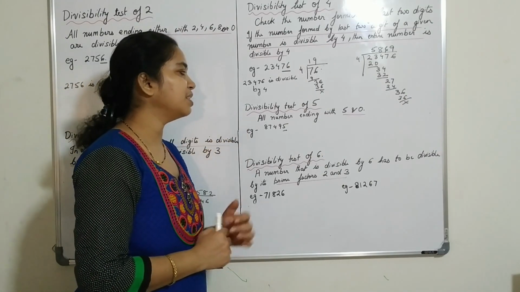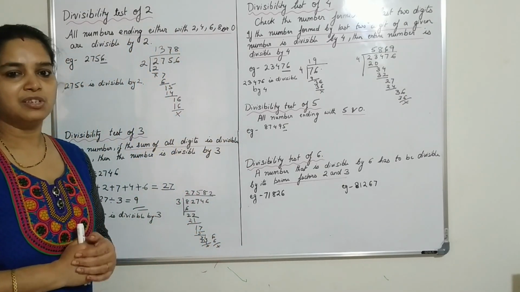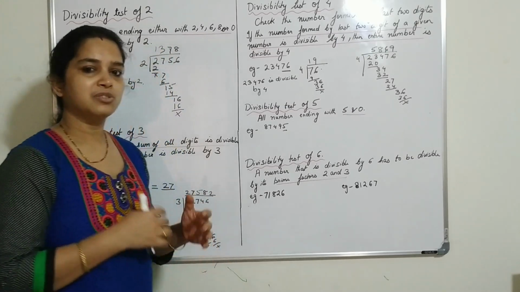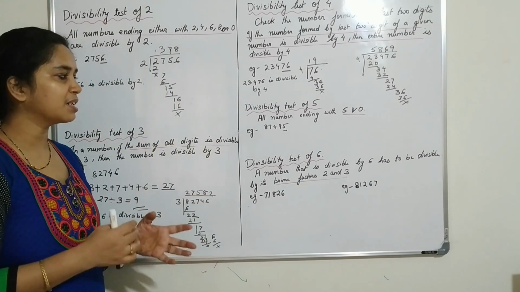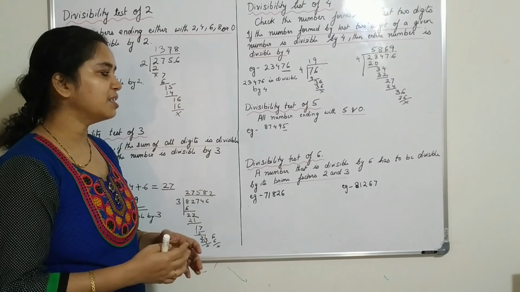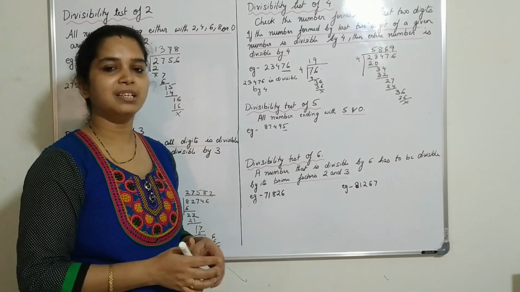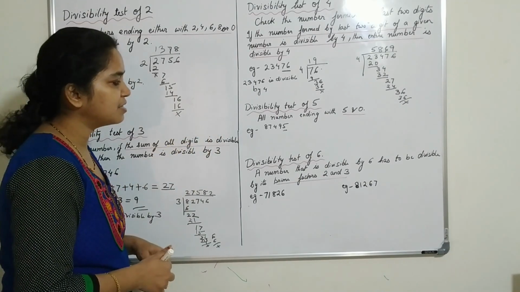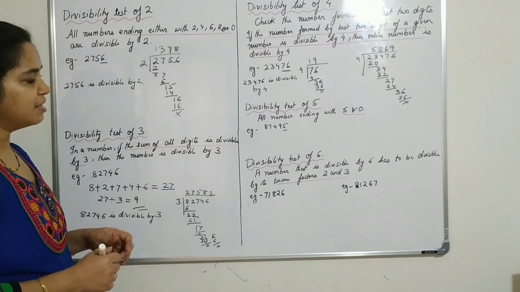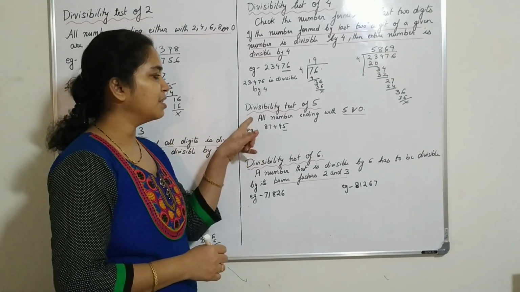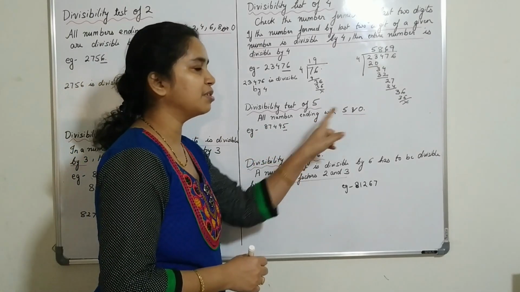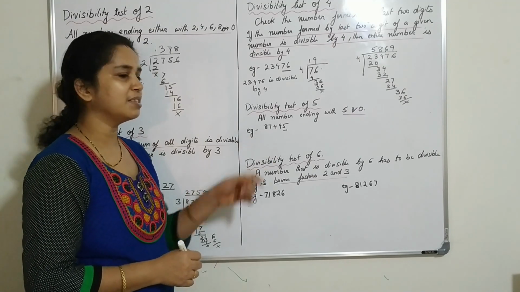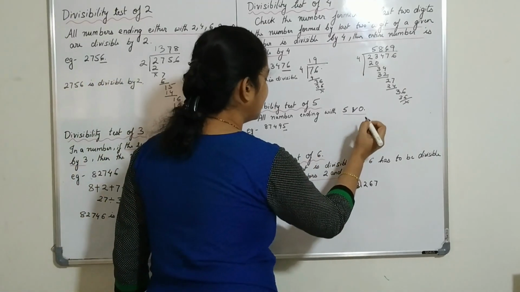Now we have to check the divisibility test of 5. So you know that in the 5 table only 0 and 5 come. So if a large number has 5 or 0 as the last digit, then it can be divided by 5. A number is there, 87495, and it is clearly mentioned that if the number ends with 5 or 0, then it can be divided by 5. So this number can be divided by 5. Let's check.